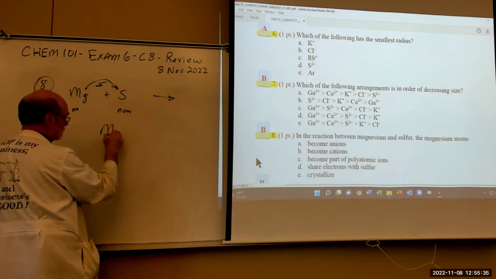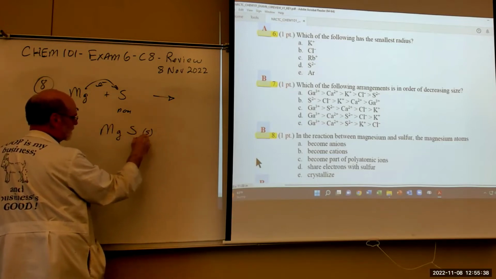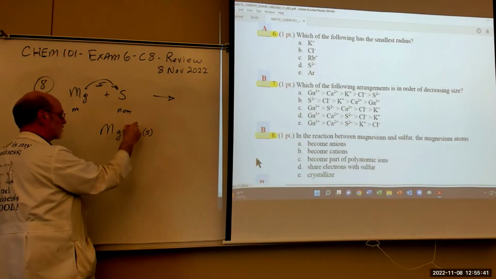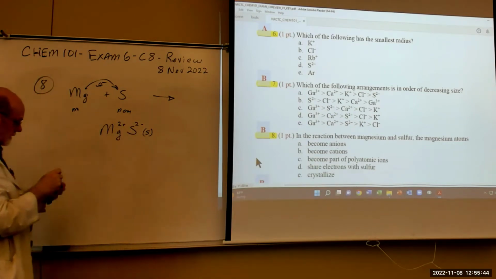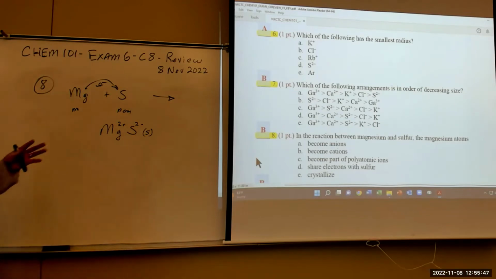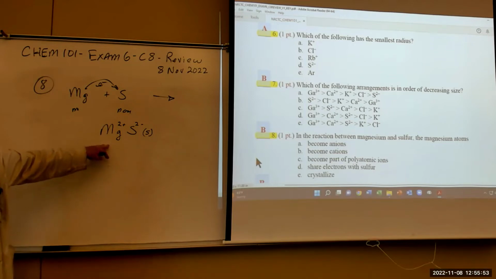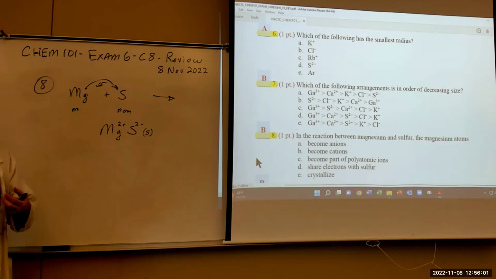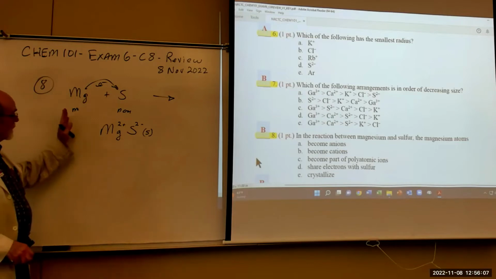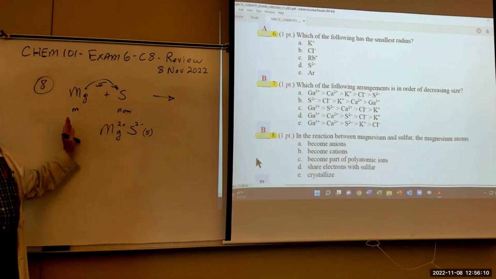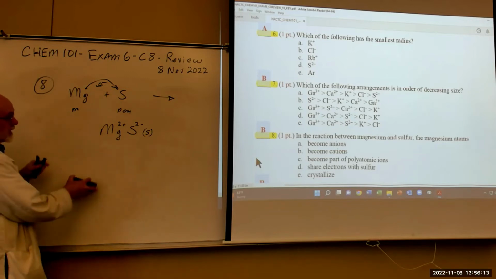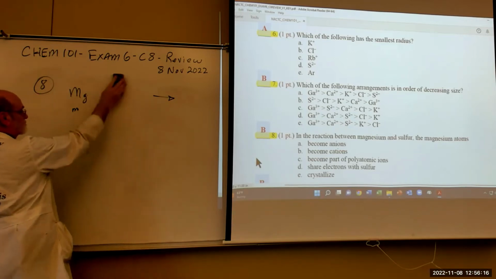And when you end up with that as your compound, this has to be that. So it becomes a cation. It loses electrons. You can go by rule of thumb too: magnesium is an alkaline earth, right? And they're always 2+. As long as you've got a metal combined with a nonmetal, then it behaves that way. Now, if you've got sulfur combining with another nonmetal, that's a different story.